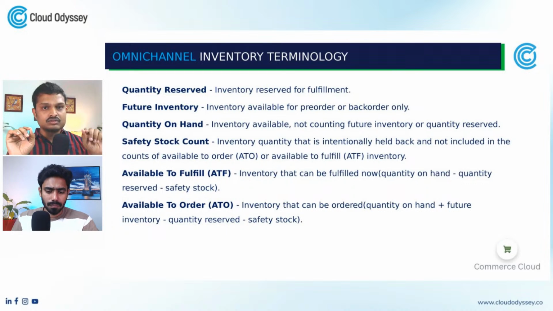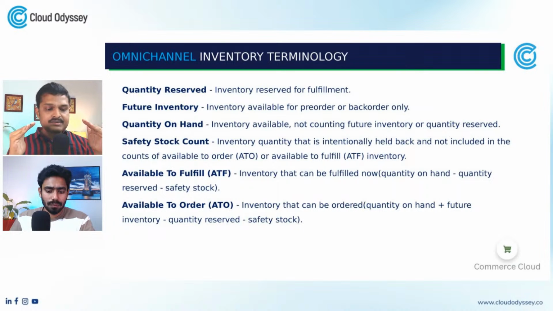Available to order, you might have observed, is not only about the available inventory, but you can also purchase when the item is back order or pre-order, right? For example, iPhones we can pre-order. So that is available to order. If you want, you can also call it ATS, available to sell, which is nothing but ATO, available to order.